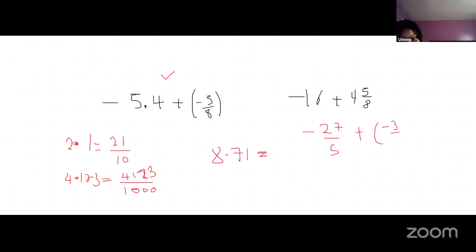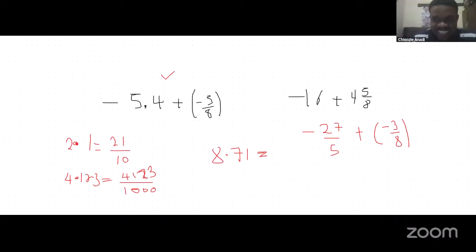The first step you gave me was a very brilliant step, changing the decimal to a fraction. The next step is for you to open this bracket. How do we open the bracket? We multiply this positive sign by what is in the bracket. So we have plus times minus 3 over 8. What is plus times minus? That will give us minus.